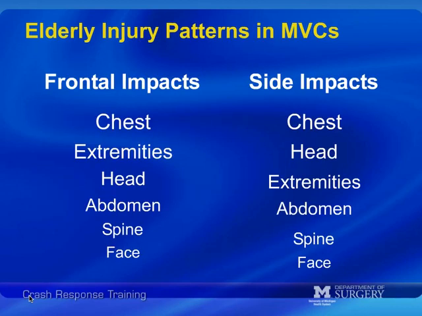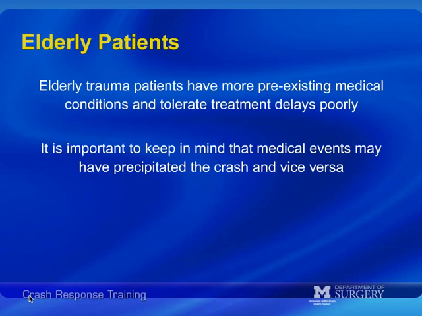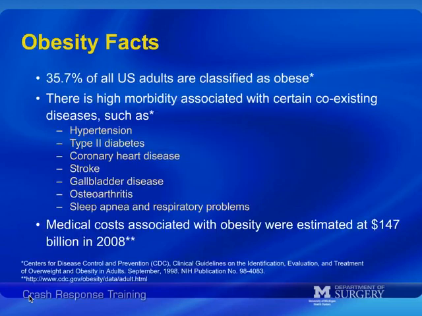This is another look at the changing injury patterns for elderly. Clearly, trauma patients have more pre-existing medical conditions and tolerate treatment delays poorly. And it is important to keep in mind that medical events may have precipitated the crash, and vice versa. Let's turn to another special population, the obese.